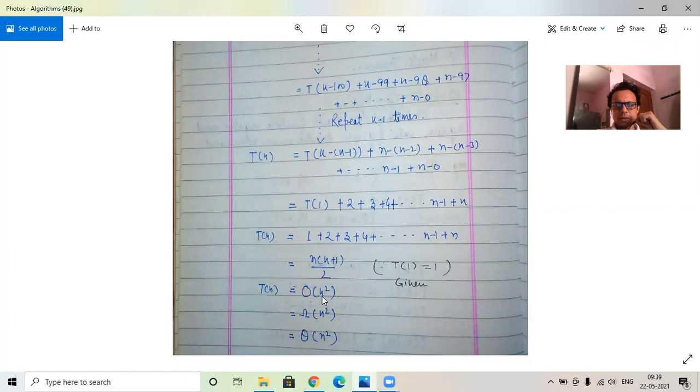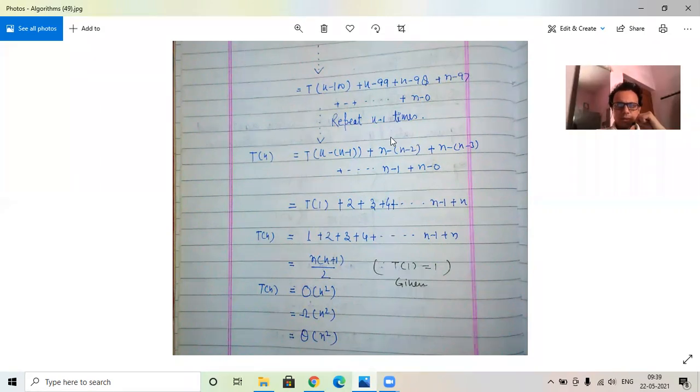So here we have found it is the big O of n square. You can write big O of n square or omega or theta. Understood? Understood, everybody? Yes, sir. So this is the substitute method.